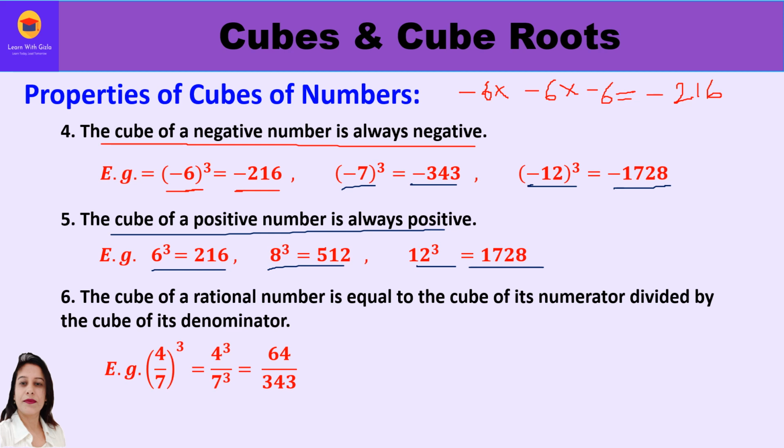Now the sixth property says the cube of a rational number is equal to the cube of its numerator divided by the cube of its denominator. So suppose we take a rational number 4 by 7 whole cube. We will split it into two parts. We will write in the numerator 4 cube, in the denominator 7 cube, which is actually 64 by 343. So in this way we solve the rational number. Cube of any rational number is actually equal to the cube of its numerator divided by cube of its denominator, right?